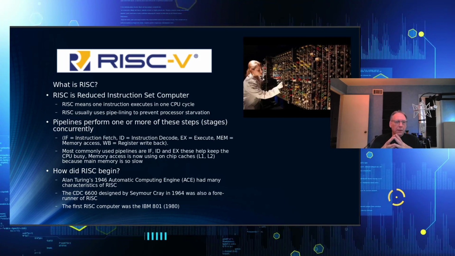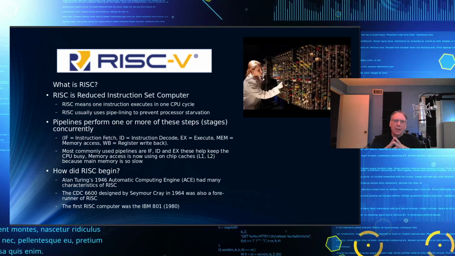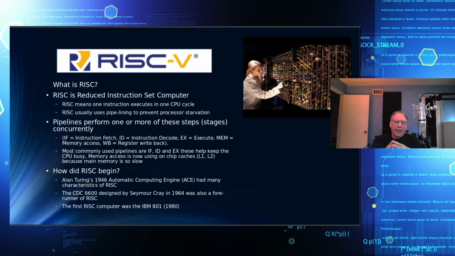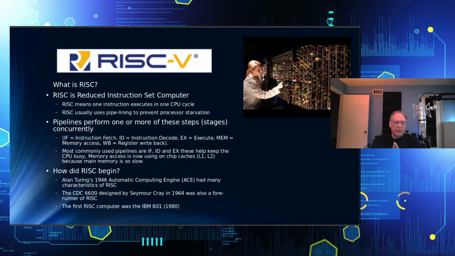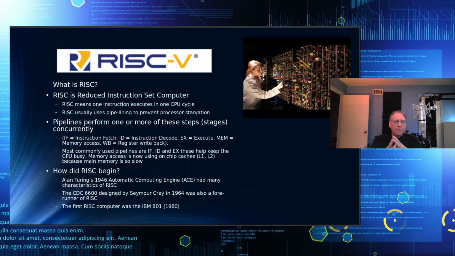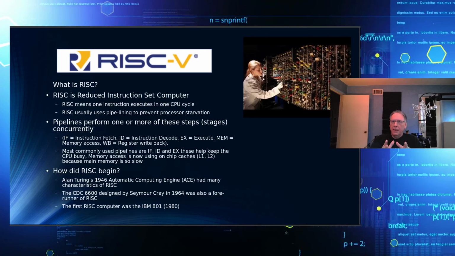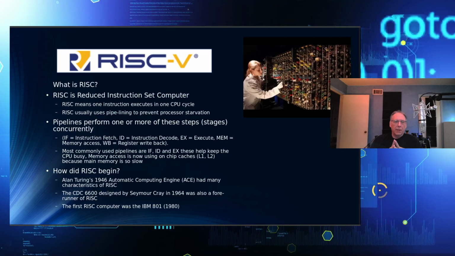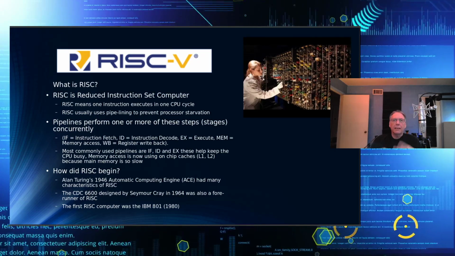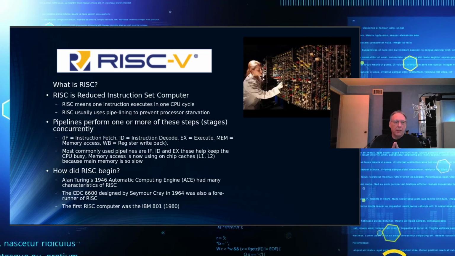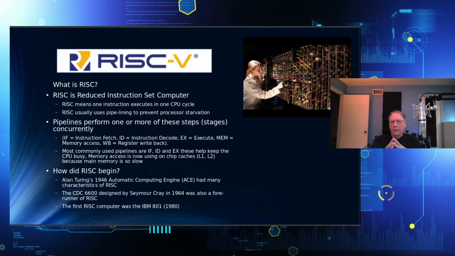So we talked a little bit about RISC. Where did it actually begin? A lot of people say that Alan Turing's ACE, the Automatic Computing Engine that was done in the late 40s, had many characteristics of RISC. There was the CDC 6600 that was developed by Seymour Cray in 1964, which had some characteristics of RISC as well. But the first computer, as we said, was the IBM 801, and that was in 1980.